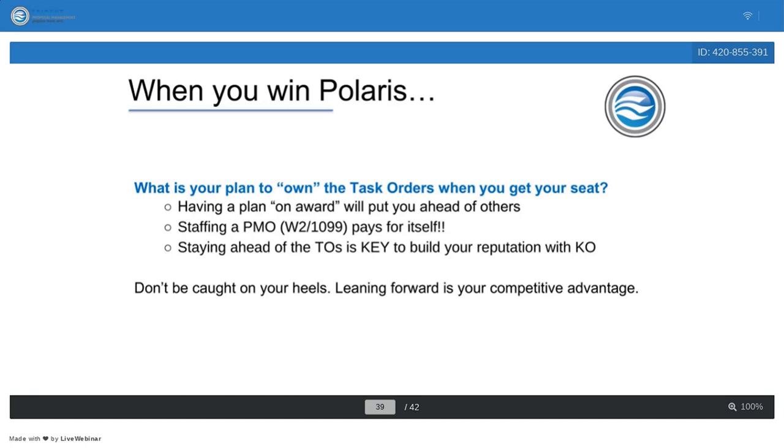So when you win Polaris, make sure that you're staying ahead of it and staying on track. Make sure you have the right PMO, whether it's W-2 or 1099s, and that they are properly staffed.